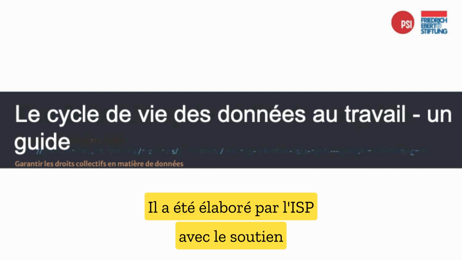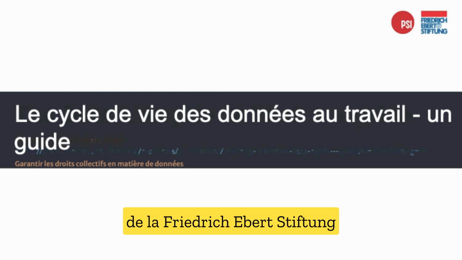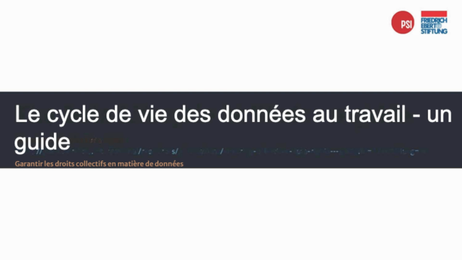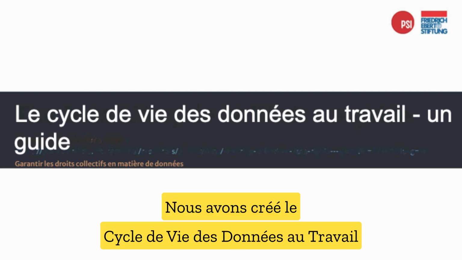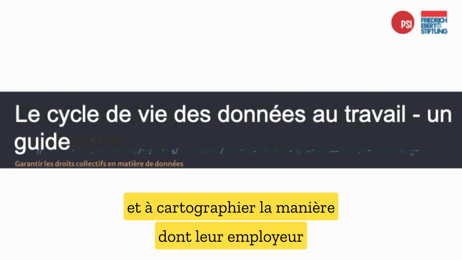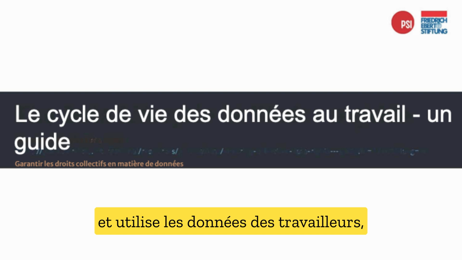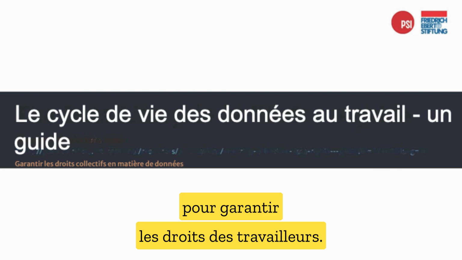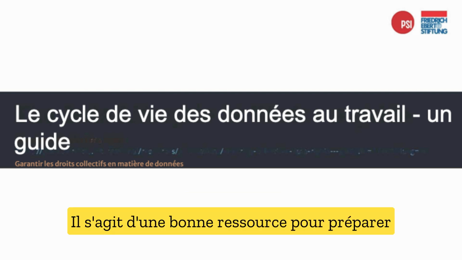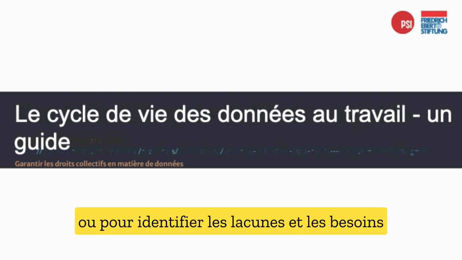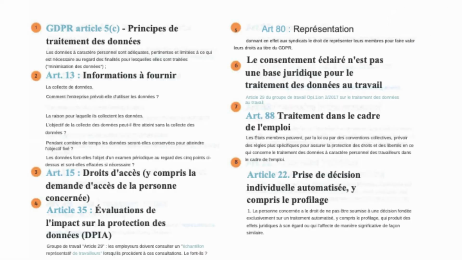It has been developed by PSI with support from the Friedrich Ebert Stiftung as part of the Our Digital Future project. We created the Data Lifecycle at Work to help workers and their reps understand and then map how their employer collects and uses workers' data, and then how to identify potential issues for negotiation to ensure workers' rights. It is a good resource to have as you prepare collective bargaining demands or identify policy gaps and needs.